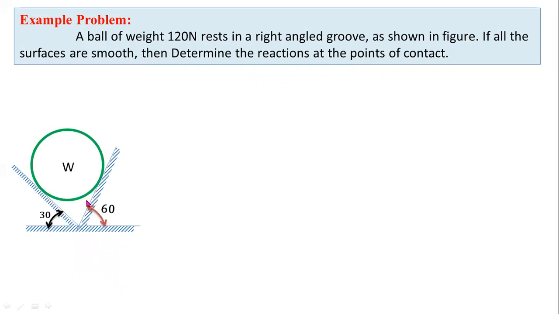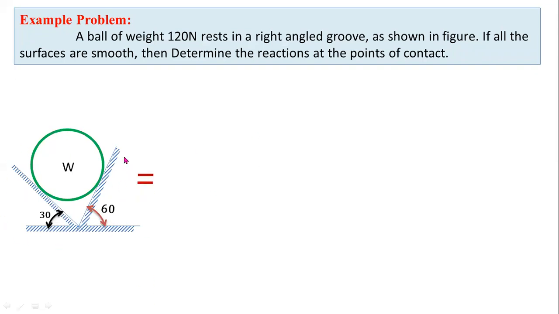Okay, this is the given diagram. A ball of weight W equal to 120 newtons rests on a right angled groove, as shown here. So determine the reaction forces at the points of contact. There are two contact points, here and here. So you have to determine the reaction forces at each contact point.